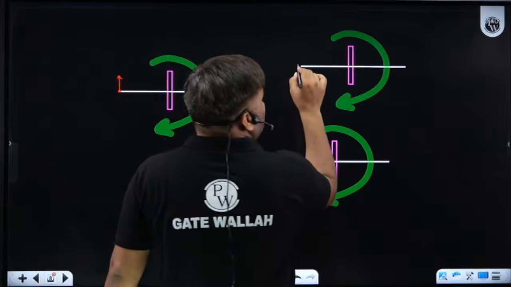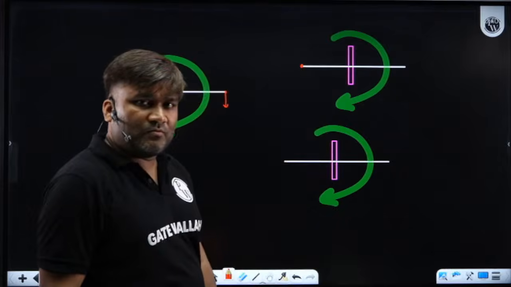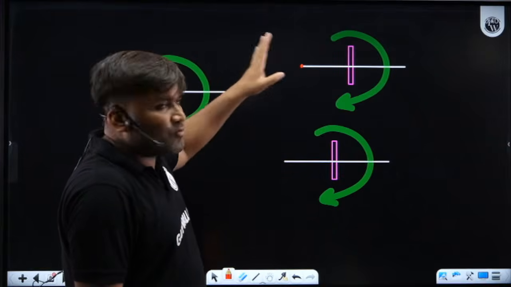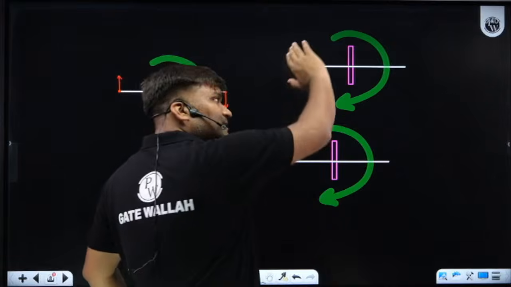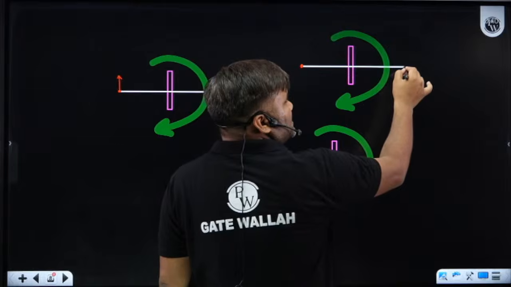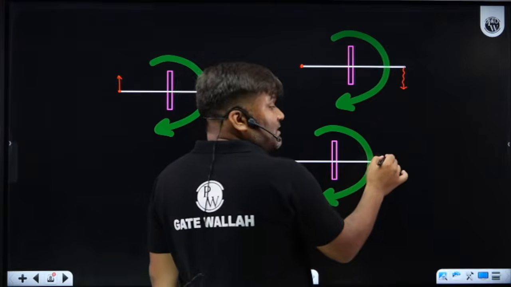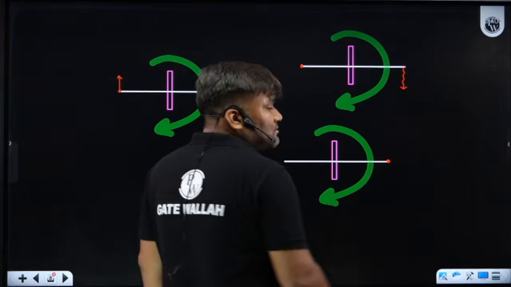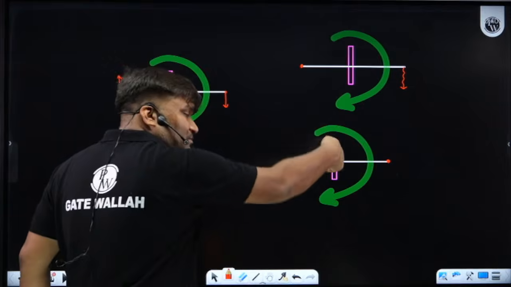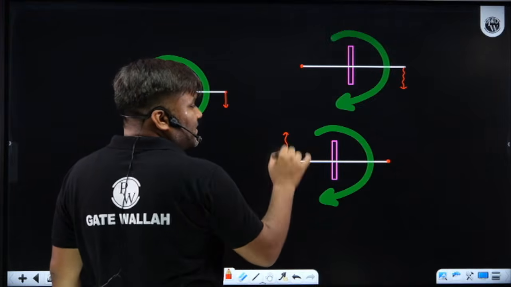If, sir, one end is hinged, this side I have one pin joint, so this end cannot move anywhere. Now what happens? Same torque is acting, so this end is not free to move, only this end. So this end will move in the downward direction. If this end is pinned, so with the same torque, this end cannot move anywhere, so this end starts lifting up.